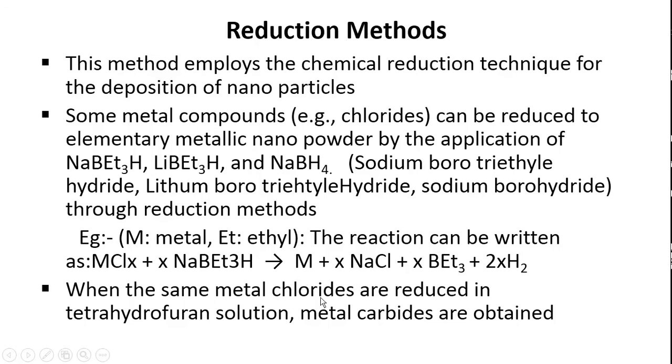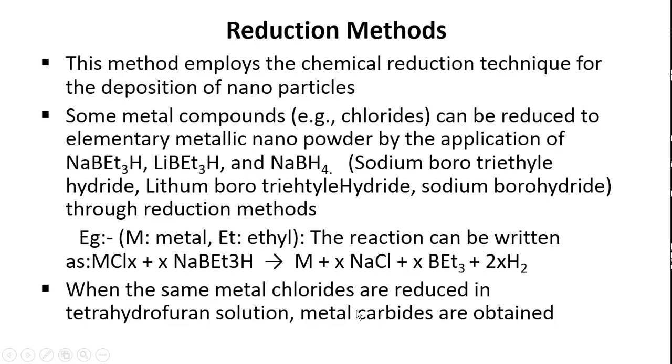When the same metal chlorides are reduced in tetrahydrofuran solution, metal carbides are obtained. Okay, so when the same chlorides are reduced in the tetrahydrofuran solution of the same metal, then what happens? The metal carbides are obtained. So that particular metal carbides are obtained in the reaction as an outcome. Okay, so that's an example I have quoted.